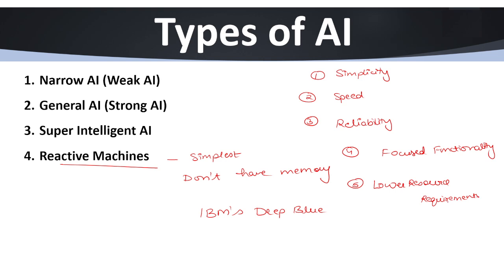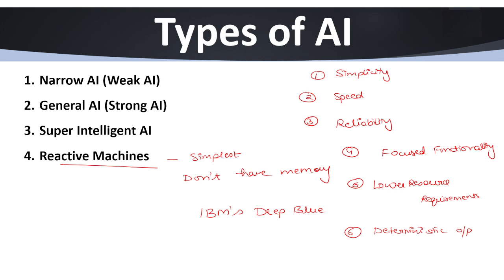All these points are, students, very important for your examinations. Definitely you will get 100 out of 100 if you write all these points. Another positive is deterministic output. Alright, so this is all about reactive machines.